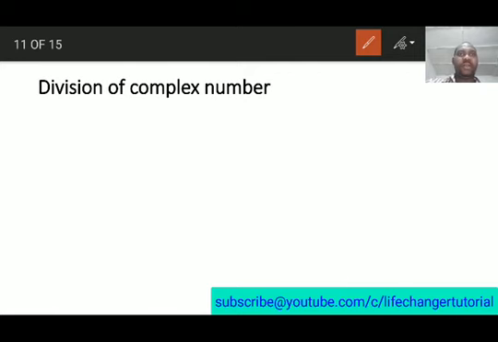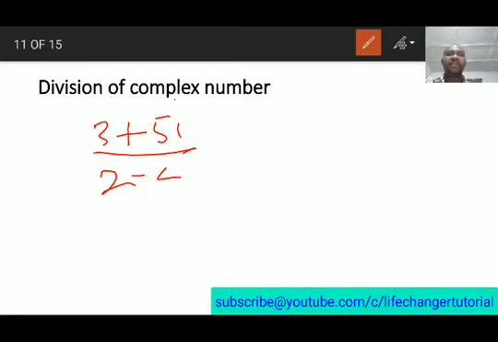Division of complex numbers. Now, the division of complex numbers is also called rationalization. That means the way we divide complex numbers is by rationalizing it. A very good example is when we have something like this: 3 plus 5i divided by 2 minus 4i. So the only way we can sort this out is by rationalizing it.